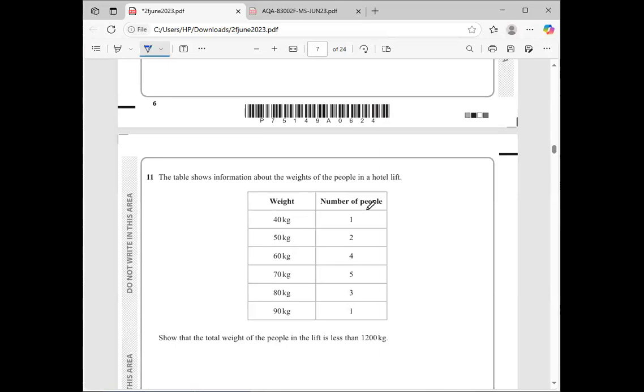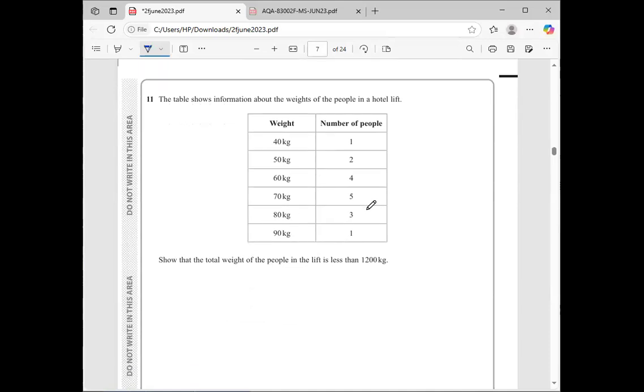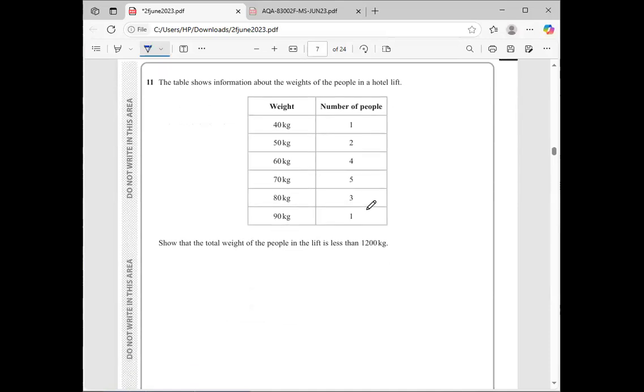Okay, it's very simple. I think what we now need to do is to multiply the number of people by their corresponding weights, isn't it? Yes. That's it. There's no other way to show that it's less. That's just it. Okay. So let me just use this thing and do it.